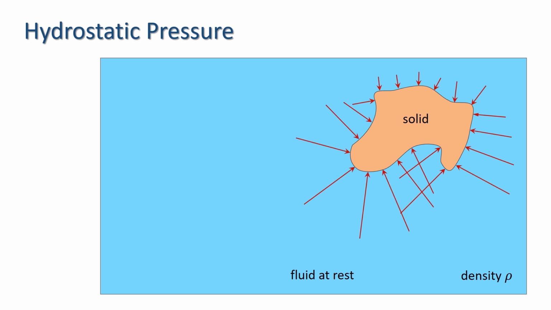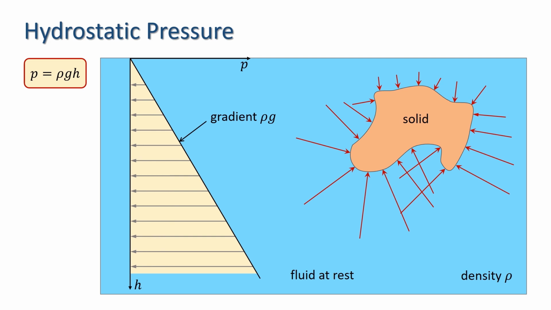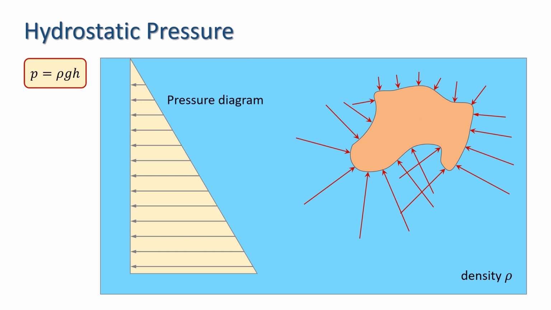Second, that we have a hydrostatic pressure distribution, meaning that pressure increases linearly with depth with gradient ρ times g, where ρ is the density of the fluid and g is acceleration due to gravity. Here, the grey arrows represent the magnitude of the pressure at different depths. This linear distribution, often represented as a pressure diagram as shown here, is the basis for calculating the hydraulic thrust on submerged surfaces.